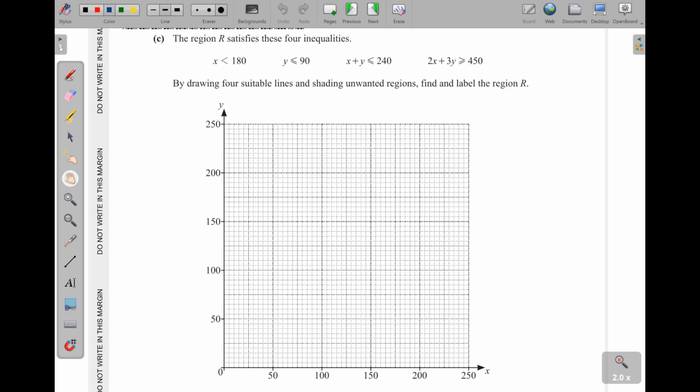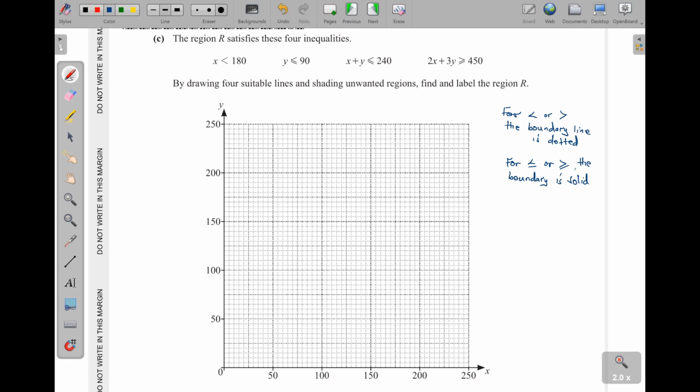Now, before you start, you should know that when we use less than or greater than, the boundary line is dotted or dashed. But then for less than or equal or greater than or equal, because the values on that line are also included, the boundary line is solid or bold.